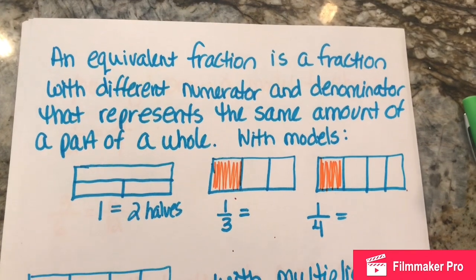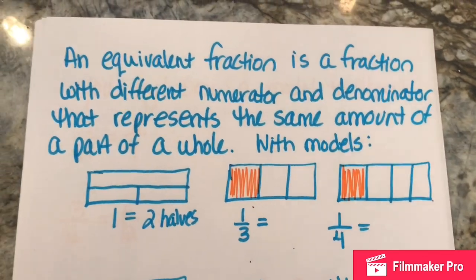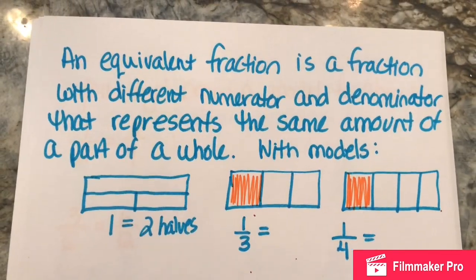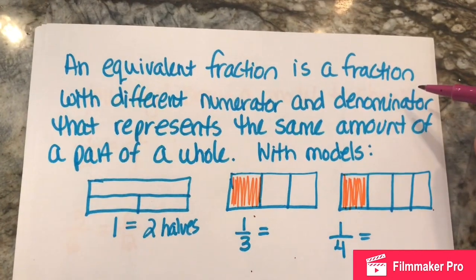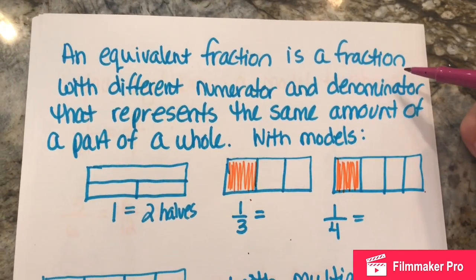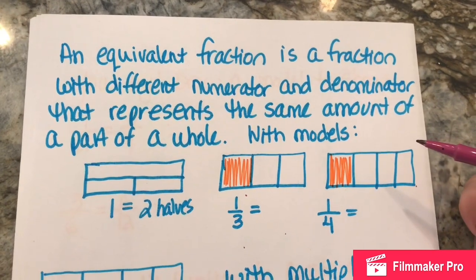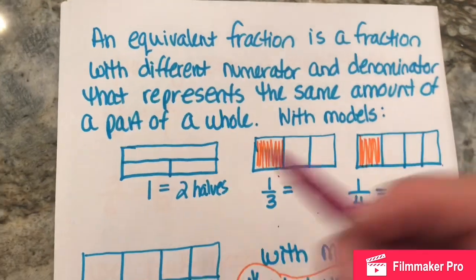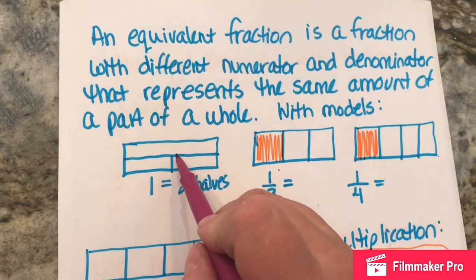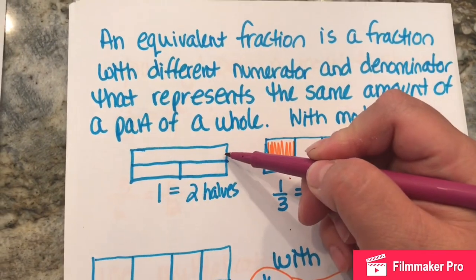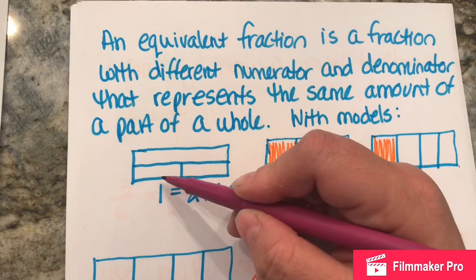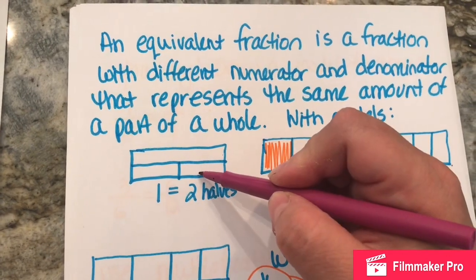Okay, now we're moving along and we're talking about making equivalent fractions with models. So once again, an equivalent fraction is a fraction with different numerators and denominators that represents the same amount of the part of the whole. Okay, so for example, I can have 1 whole candy bar and it is the same amount of candy as having 2 halves.